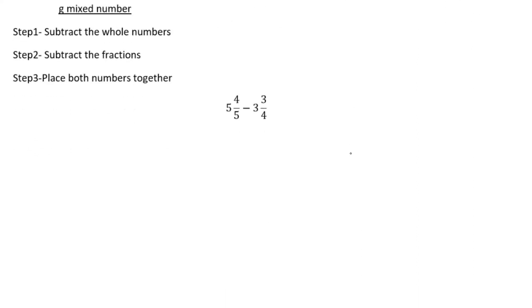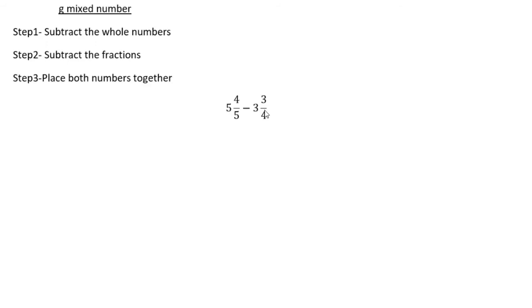Now let's have a look at another example. If we have a mixed number, like you can see on the screen, 5 whole and 4 over 5 as the fraction, minus 3 whole and 3 over 4 as the fraction. What we can do here is subtract the whole numbers and subtract the fractions separately, and finally whatever results we get, these two results will be added. So that's step 3. So follow the first step.